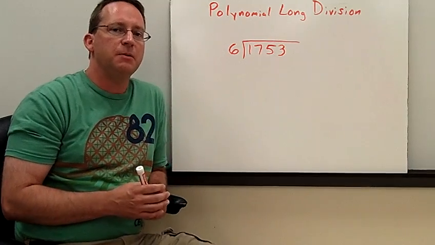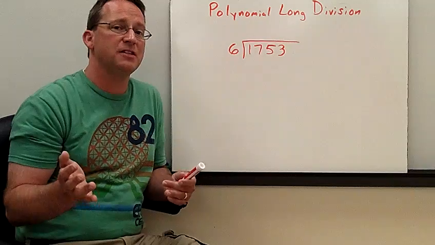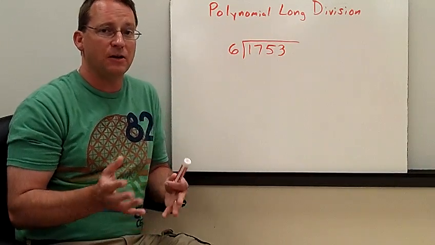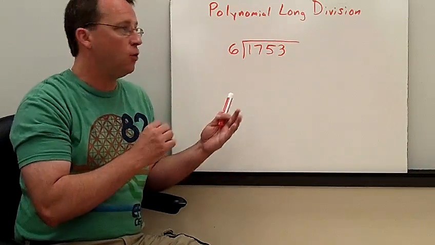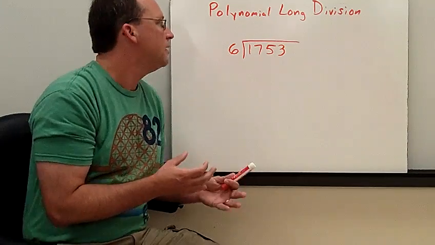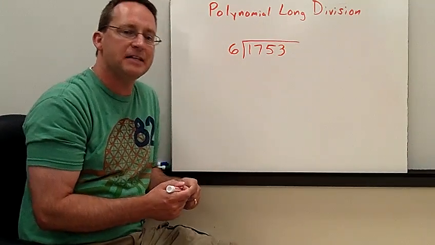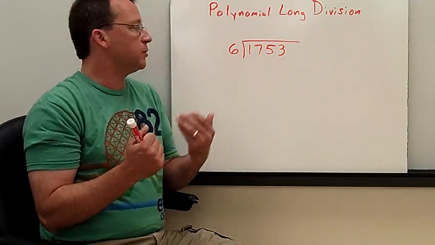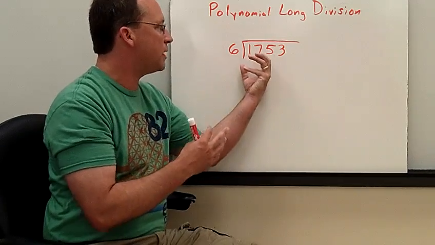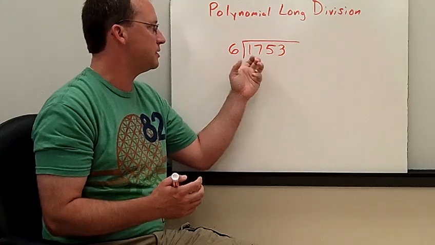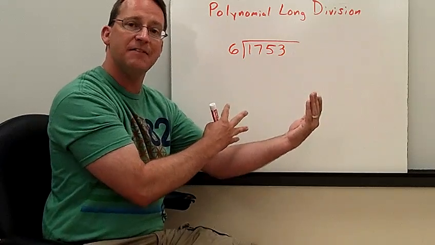One of the big reasons that people have trouble with polynomial long division is they haven't done long division a lot in a while. So I wanted to start with just a regular old elementary school division problem of 1753 divided by 6. Remember, when we divide, we're trying to think about how many times 6 will go into this number. Well, 6 doesn't go into 1, so we jump right to the 17.